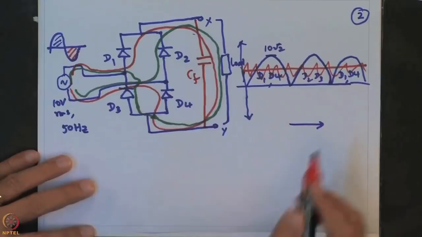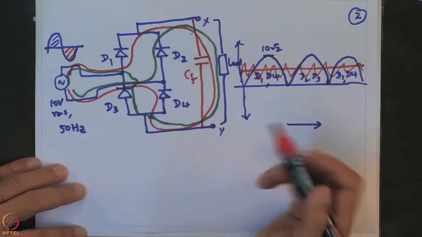We just denote it by CF. It's the term which is used for filtering. So basically you put this capacitor which filters out this very large ripple which is there in this DC voltage.